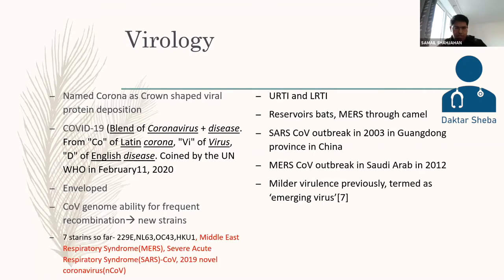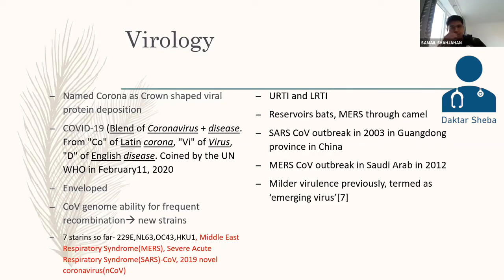So virology: we know what coronavirus is. The name corona comes from the fact that it looks like a crown. Corona means crown, and COVID is coronavirus-induced disease. If we break it down, it's Latin corona for CO, V for virus, and D for disease. It's an RNA virus, an enveloped virus, and of the strains, the last three have caused havoc in the world. So there's MERS, SARS, COVID, and novel COVID in 2019.